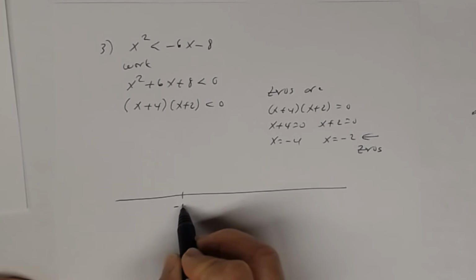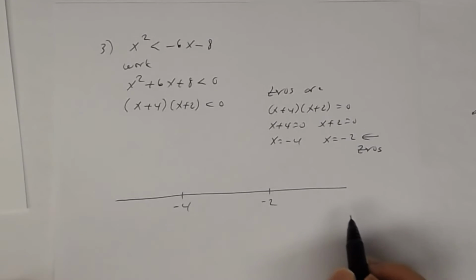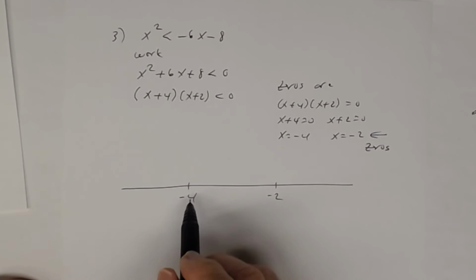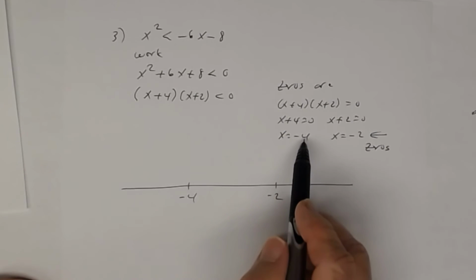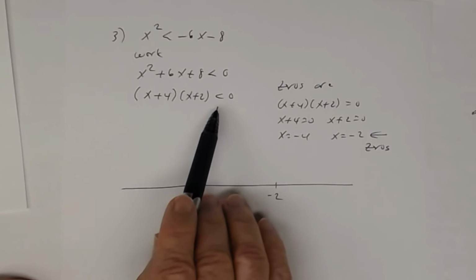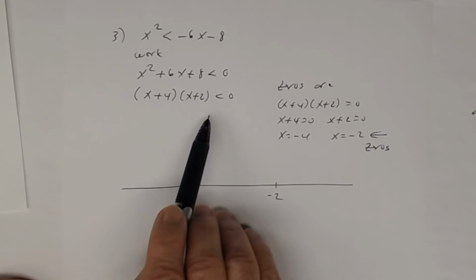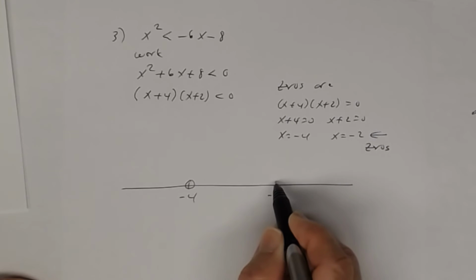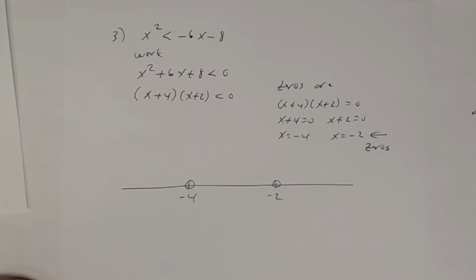Make sure you put them in order. Negative 4 is less than negative 2. And first of all, let's determine, are those zeros going to be solutions to the original inequality? And the answer is no, because there's no equal sign. So right away, we're going to put open circles there. So those are not going to be your solutions. So you're not going to put those as a bracket.